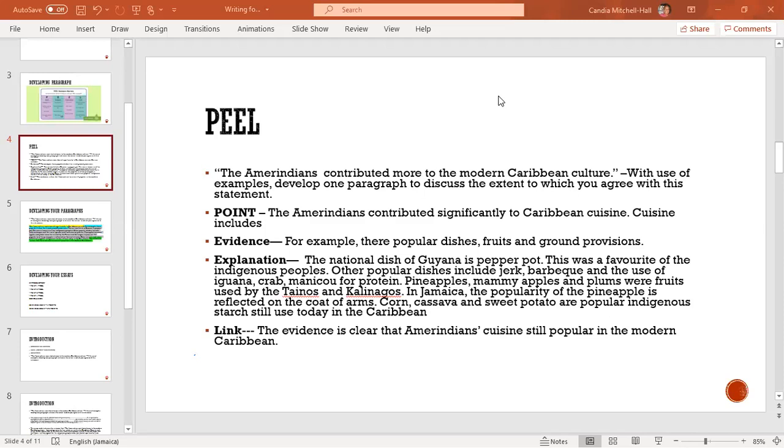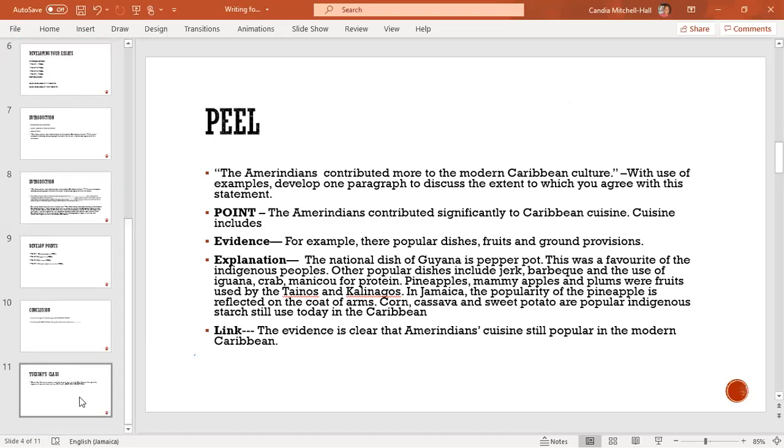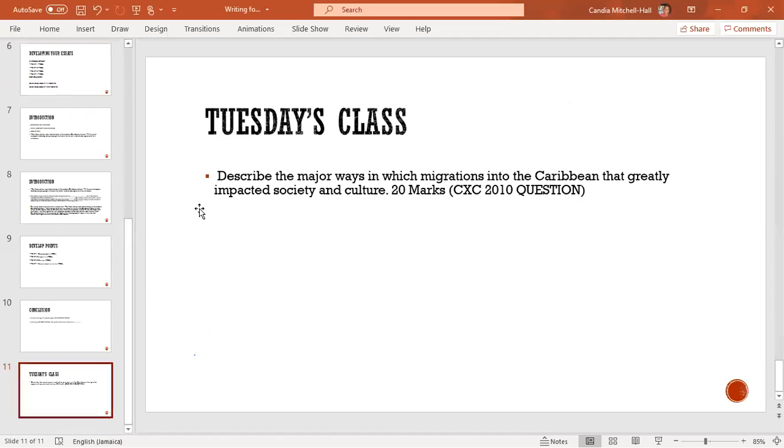Very good. Excellent. That's an excellent one. Both of you did an excellent peel. And ladies, that is how I want you to peel for your paragraph. I hope this exercise was very helpful, right? So for tomorrow's class, I know school finishes at midday, but during the class time, I want you to do this essay for me. You're going to do your introduction, follow the same introduction, conclusion, and you're going to peel your 4 paragraphs. So describe the major ways in which migrations into the Caribbean greatly impacted society and culture. 20 marks, and this is from the 2010 paper.